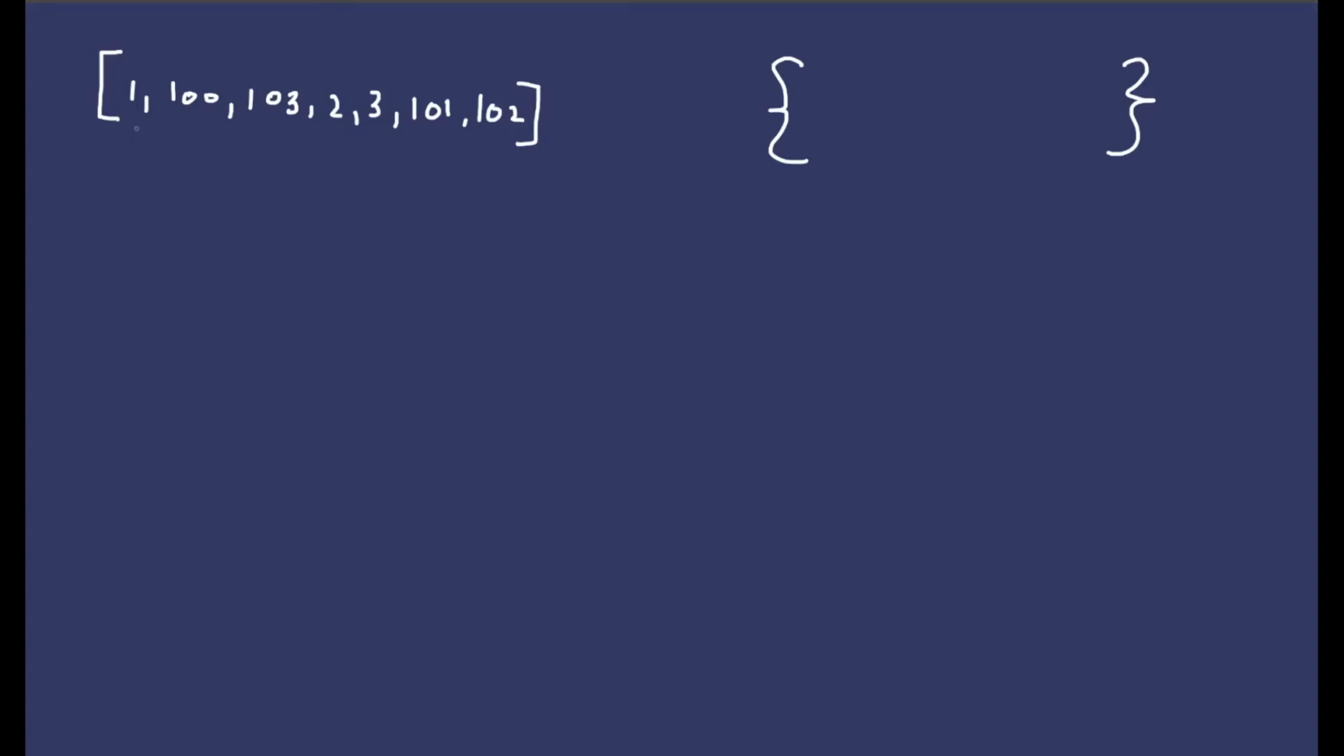We're going to loop through this linearly, and we're going to start at 1. We're going to say, does 1 exist in this dictionary? No, it doesn't. So we're just going to put 1, and we're going to set it equal to true.